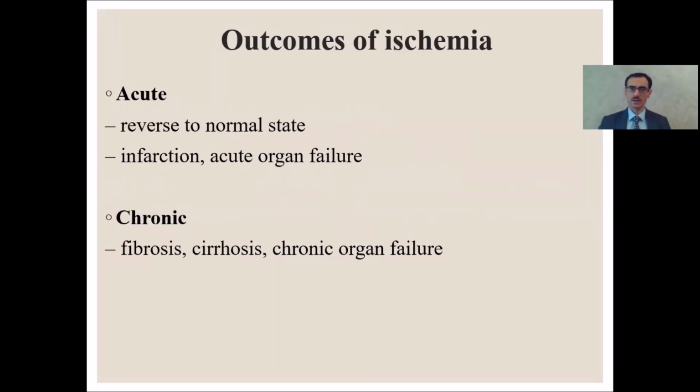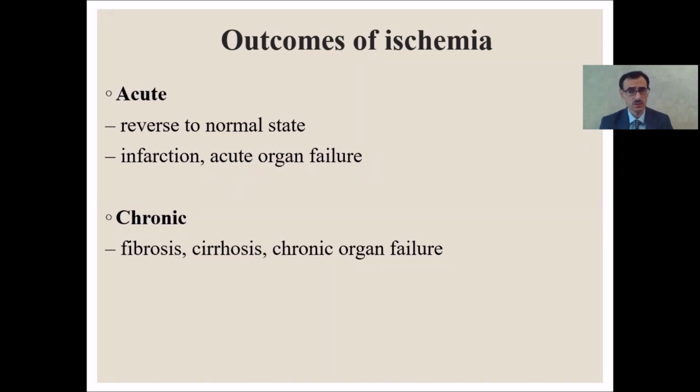Outcomes of the ischemia may be acute or chronic. If the outcome is acute, it may be a reversible process back to the normal state. For example, if there is a thrombus in some artery, and we treat it by stenting or by balloon dilatation, it will be reversed. Or it may result in infection.